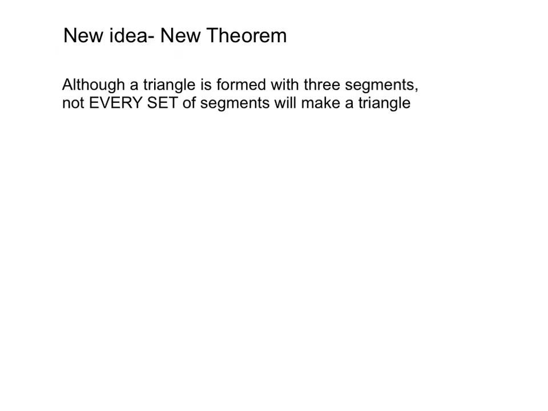This theorem is formed on the idea of although a triangle is formed with three segments, there's three sides to a triangle, not every set of segments will make a triangle. Consider, for example, these three segments. I drew them here. Try to make a triangle out of these three segments. This one might be kind of obvious. I mean, there would be no way to do it. You can't take these small segments and lay them any way to touch each other, and therefore you would never make a triangle.